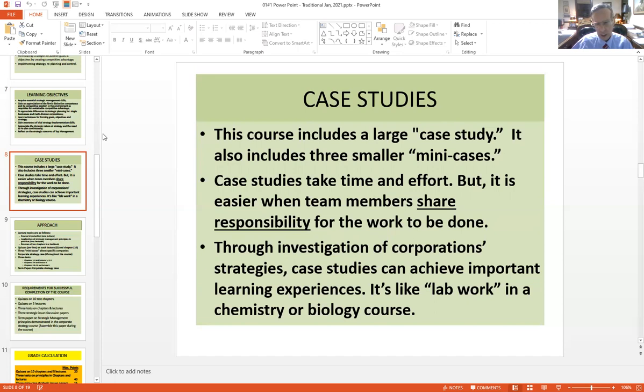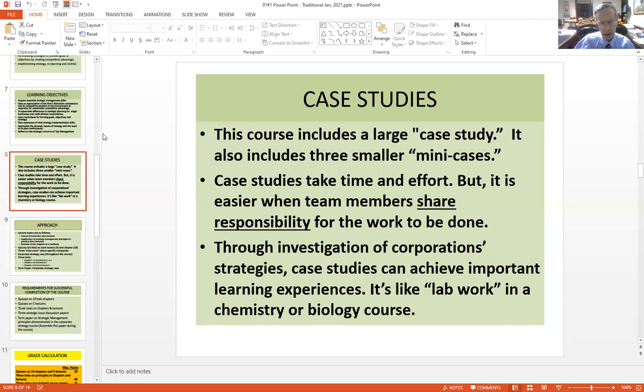So these are mini cases, and they're in the back of your book, and we'll talk about them and simply review some of the main points. And then I'll ask you a question about a strategic issue or two in each one of those mini cases.